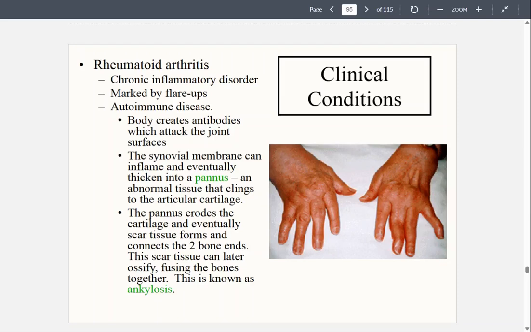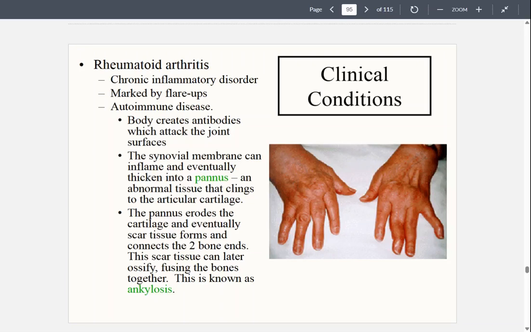Essentially what happens is the body creates antibodies to attack joint surfaces. Specifically, as far as we can tell, it seems to attack both the articular cartilage and the synovial membrane. So the synovial membrane is going to become inflamed and eventually thicken into a structure that is referred to as a pannus. This is an abnormal tissue that clings to the articular cartilage. This is going to erode the cartilage, form scar tissue, and eventually the two bone ends are going to connect together. They're going to fuse together. When it fuses together, it ossifies and fuses together, this is known as ankylosis.